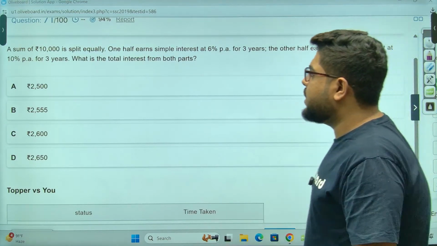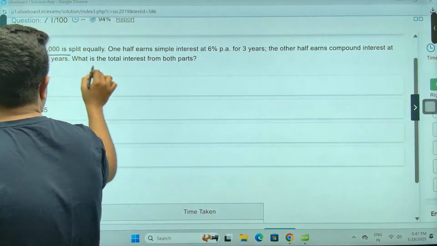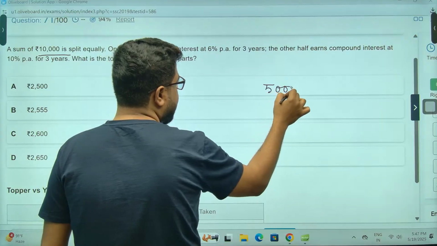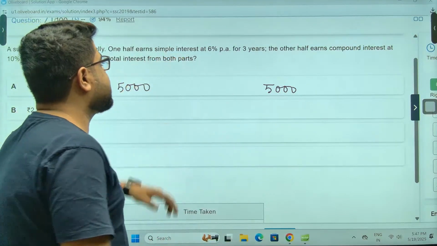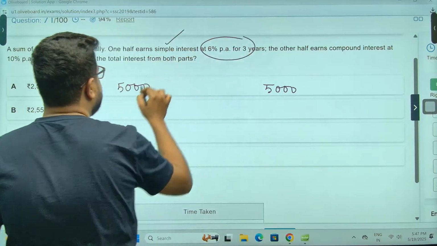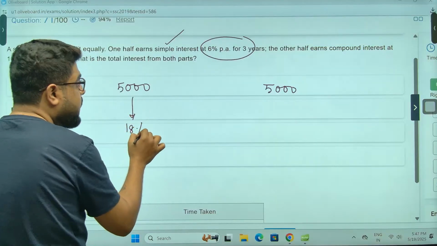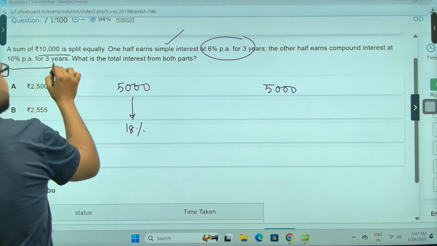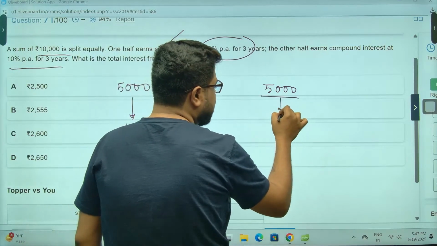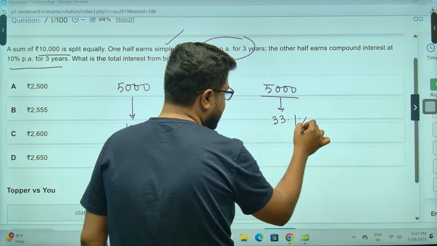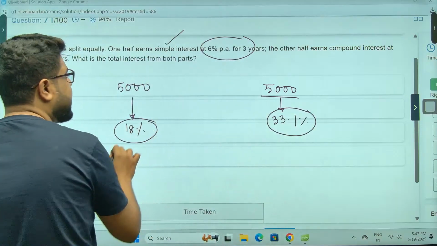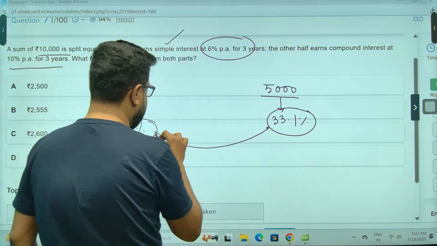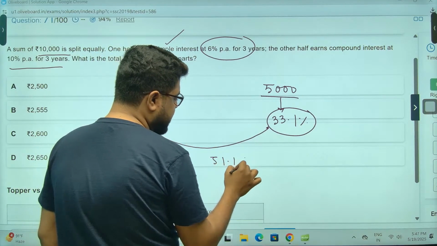Sir, some 10,000 split equally. Equally splitting means 5,000, 5,000. One half earns interest at 6% for 3 years, simple interest, meaning, sir, 18%. The other half earns compound interest at 10% for 3 years. So 10% for 3 years, you must know this, 33.1%, right? We all know this. By using the AB theorem, we'll get it. Total interest, sir, 33 plus 17 is, sir, 50. So this is 51.1%, sir.